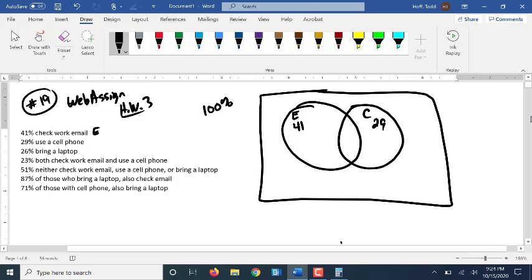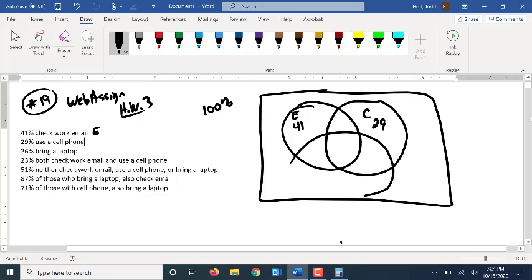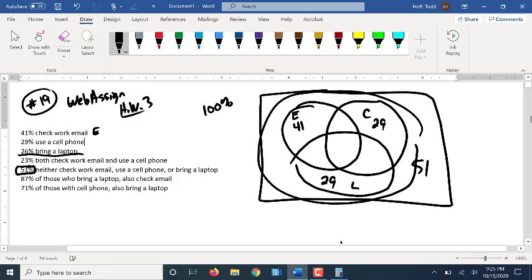I've not labeled the overlap there. I've got to account for that overlap. I'm going to make this circle a little bit more pronounced so I've got a little more room there. And 26% bring a laptop. So that's the laptop, that's 26%. There's those first two. I'm going to jump down to this next one here. 51% don't do any of the 3.